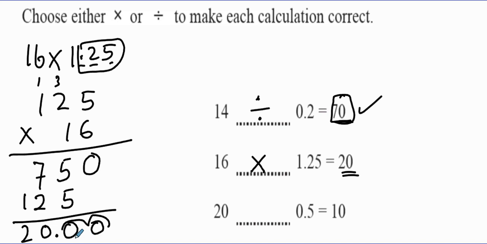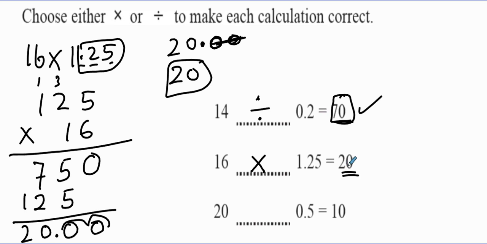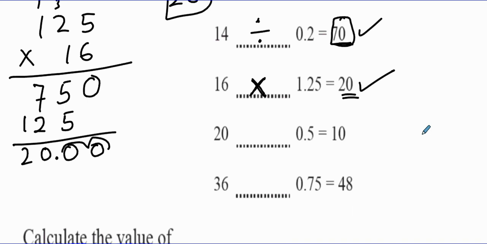The answer is 20. Now 20.00, remember the theory? If you have the decimal point, and you have some zeros on the right of the decimal point, these zeros may be cancelled and the answer becomes 20. Do I have 20? Yes, of course. So the sign will be multiplication.